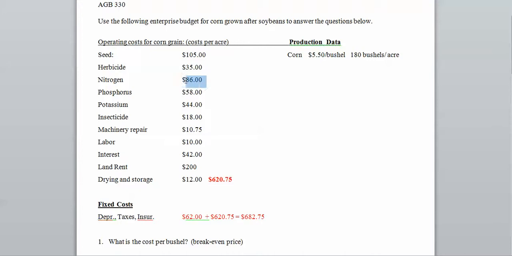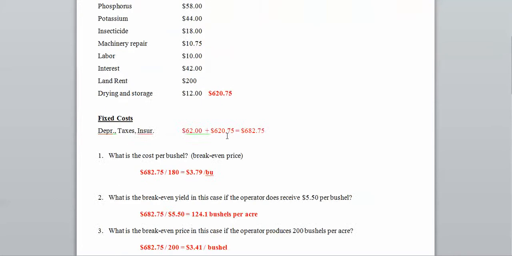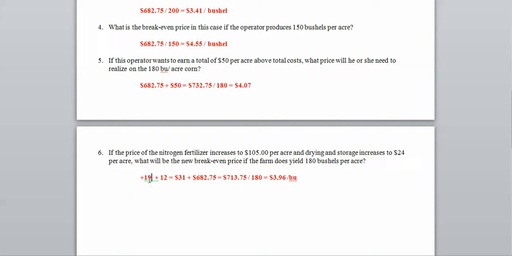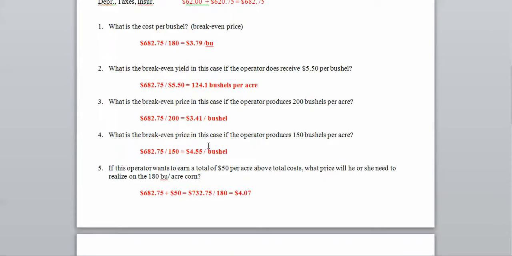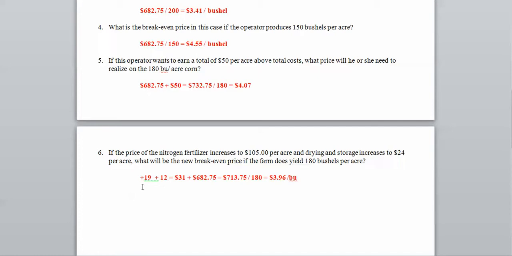Well, currently nitrogen's 86 bucks. The question was, what if it goes to 105? Well, 105 is a $19 increase from 86. So we increase cost by 19 bucks. Drying and storage increases to 24. Drying and storage here is 12. If we go up to 24, that's an increase of $12. So 19 plus 12 is a total increase of $31 an acre.